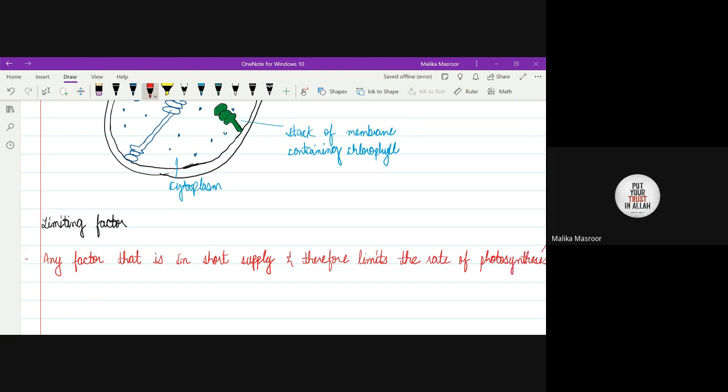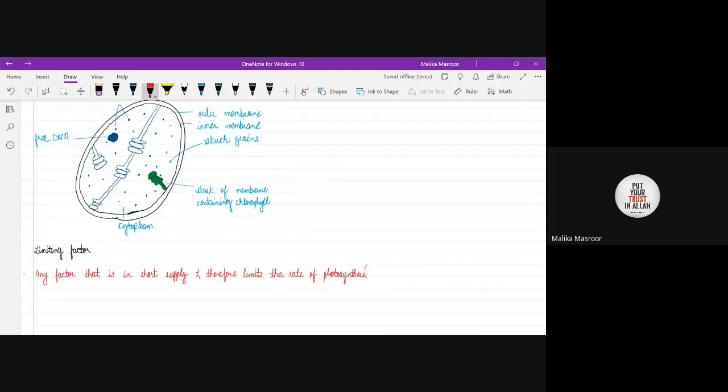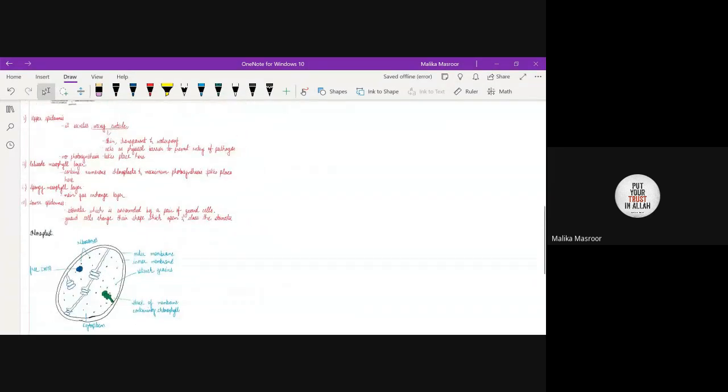Is this clear? Note this down first, and then we're going to discuss your factors affecting rate of photosynthesis.